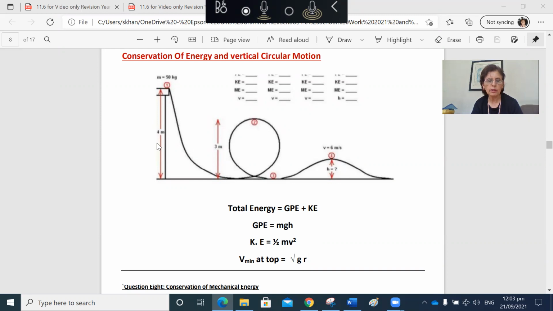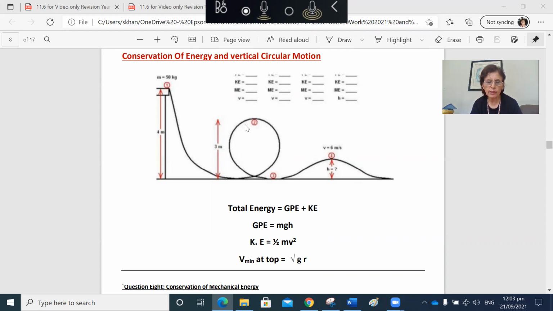So let's look at the energies at different points. At this position, before it starts moving, it will only have gravitational potential energy. As it comes down, gravitational potential energy will be changing into kinetic energy. Right at the very bottom, all its energy will be in kinetic energy format. And as long as there are no friction forces involved, kinetic energy over here will be equal to the gravitational potential energy there.